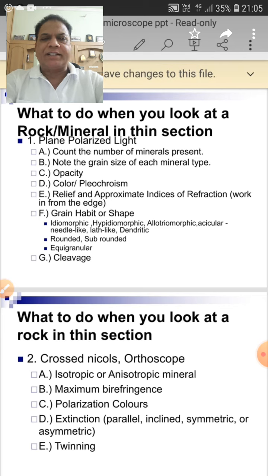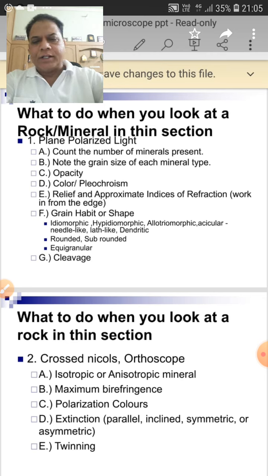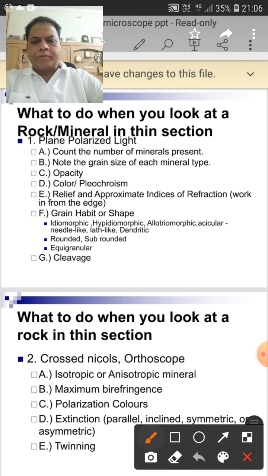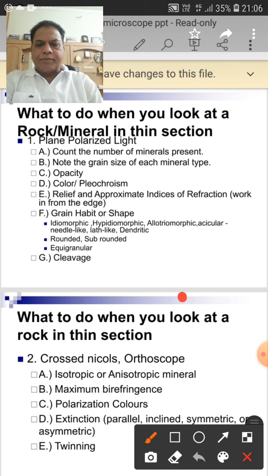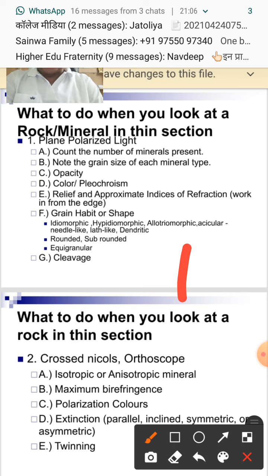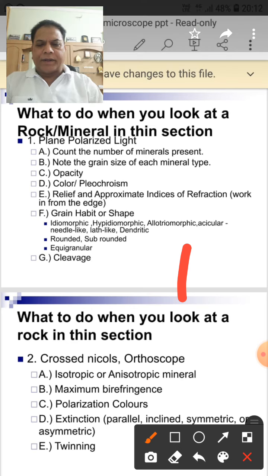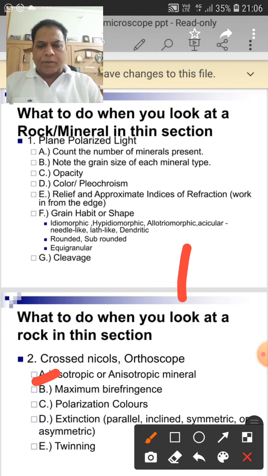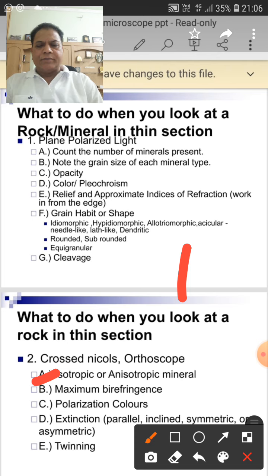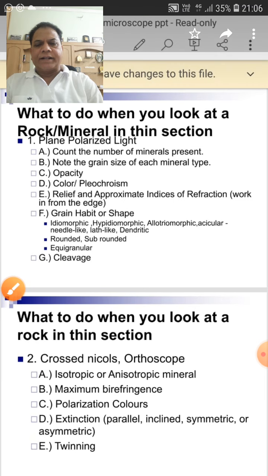Cross-Nichols, once we say, it means that both the polarizer and analyzer are in position. In cross-Nichols we identify whether the mineral is isotropic or anisotropic, maximum birefringence, polarization colors, extinction, relief, and twinning. These are the various optical properties that we study.